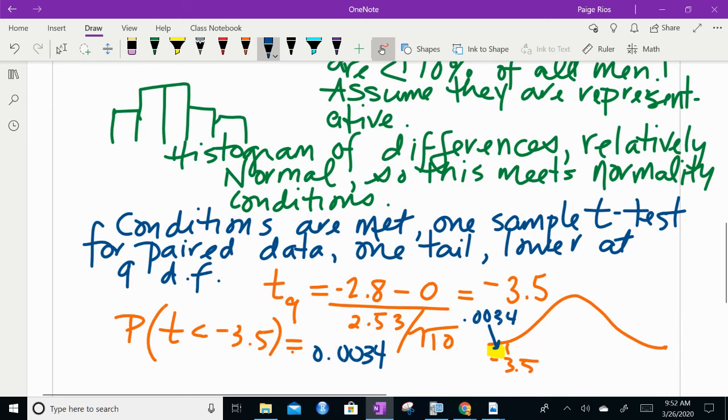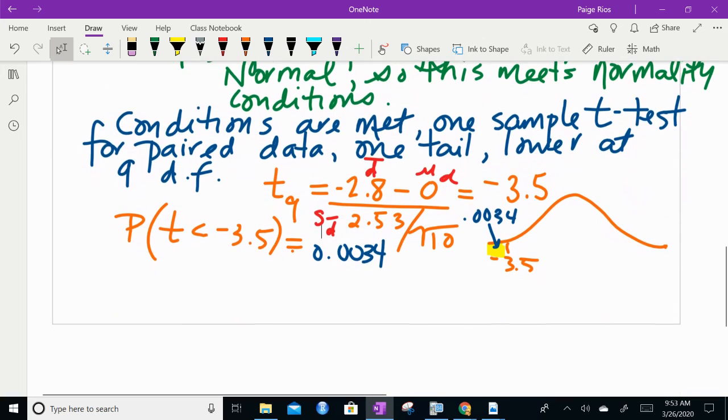We do have evidence that this device lowers pulse rate. Just to give you some notation, if I were to write the mean here, I'm going to write d bar. This is going to be mu d. Down here is the standard deviation of d bar. So if you see that d bar, you know you're dealing with a paired sample.